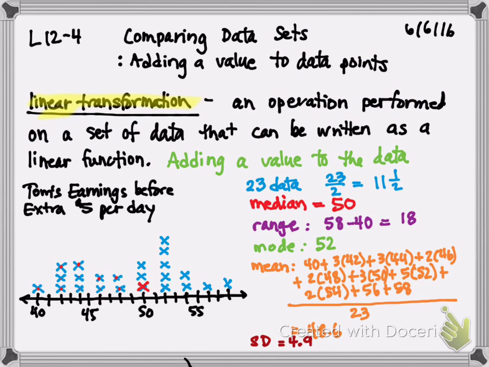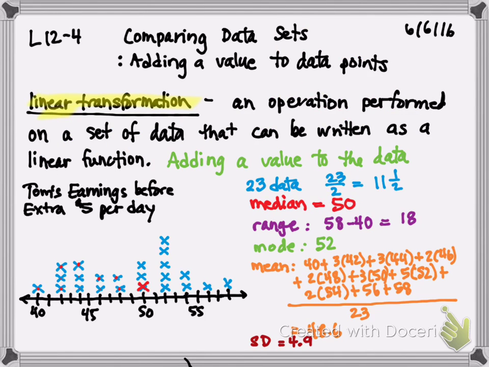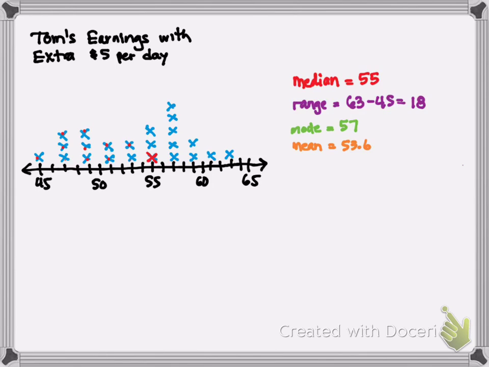And then, I forgot what my colors were. Green. Mode was 57. And then we did mean. I'm just going to tell you that the mean, after adding up all those numbers and dividing by 23, was 53.6. And then the last one, what did I do? Standard deviation, oh yeah. Standard deviation was 4.9.